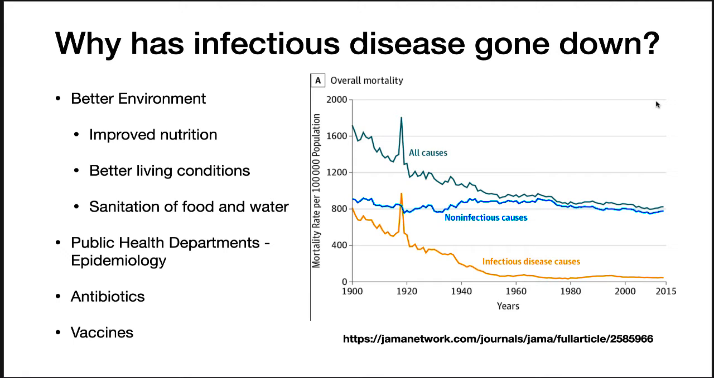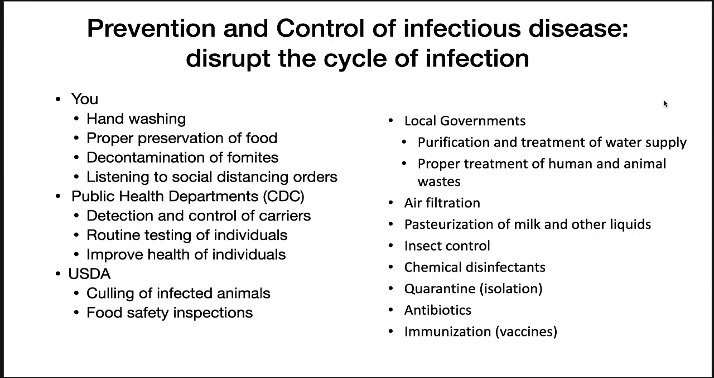Now, I'm not going to say much more about nutrition and better living conditions, but I do want to say they limit the spread of disease because they increase the strength of the immune system of the population. If people have a stronger immunity, there's less of them that get sick, and there's less incidence of the spread of disease. Prevention of infectious disease involves disrupting the cycle of infection, and there's a number of ways that this can happen. You have a role in this.